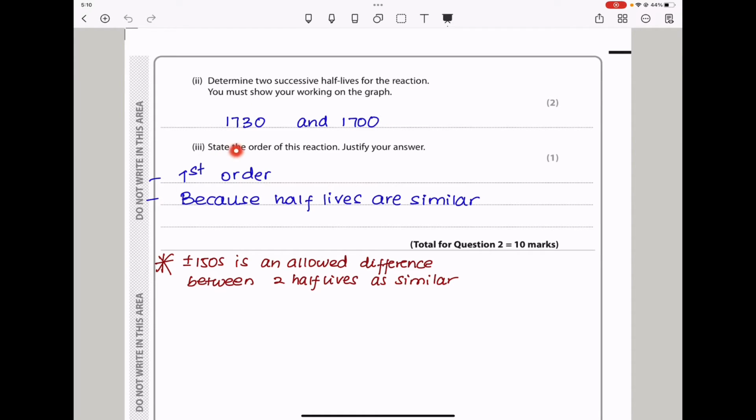And next they say, state the order of this reaction and justify your answer. This is first order because the half-lives are similar or they're almost similar. 2 half-lives are acceptably considered to be similar if the range is plus or minus 150 seconds. So this brings us to the end of question 2. Let's continue to question 3.